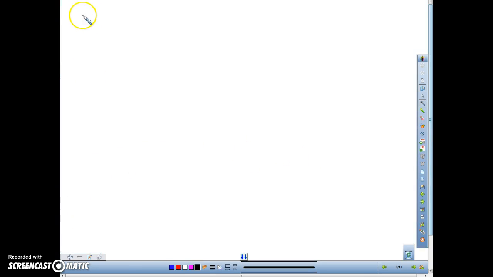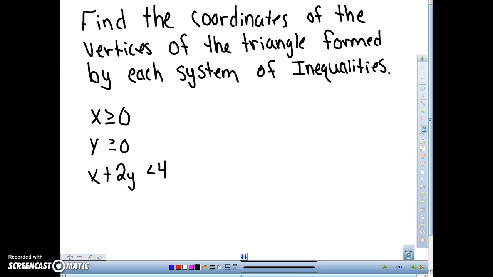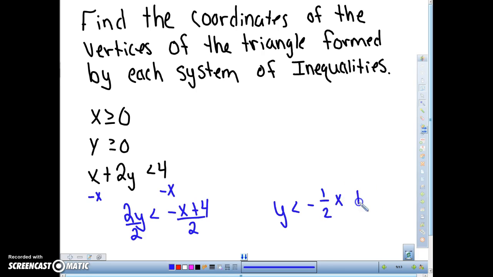Okay, so the next section says find the coordinates of the vertices of the triangle formed by each system of inequalities. When we're finding the coordinates of the vertices of the triangle formed by each system of inequalities, what we're finding is the crossing points of all 3 lines. So again, all 3 of them have to be in slope-intercept form. So the only one that we need to change here is this x plus 2y is less than 4. We'll subtract that x over, and we have 2y is less than -x plus 4. Divide by 2, and so y is less than -1/2 x plus 2.